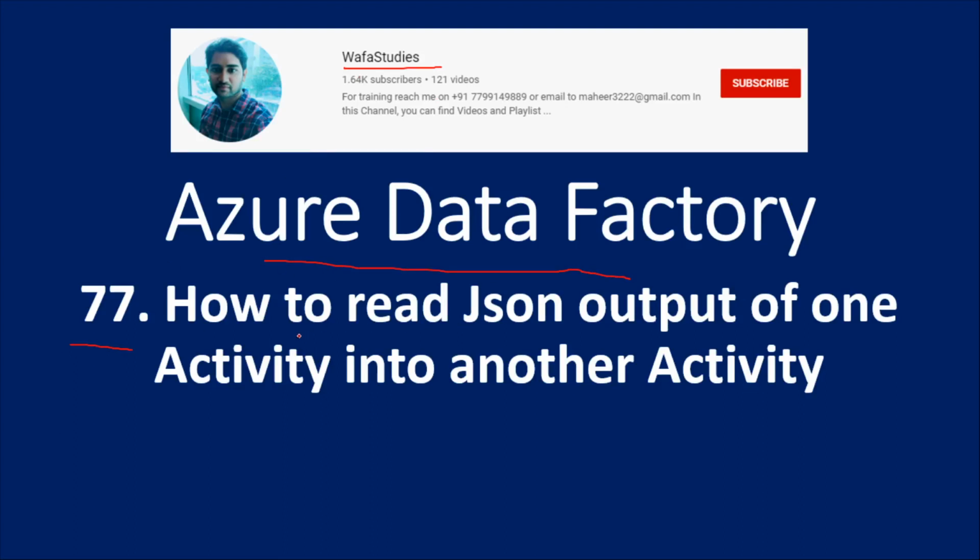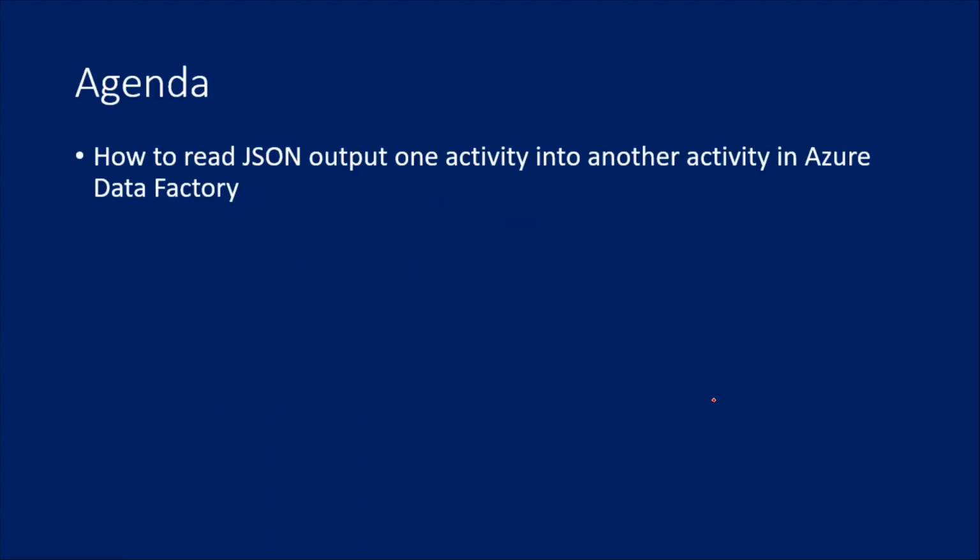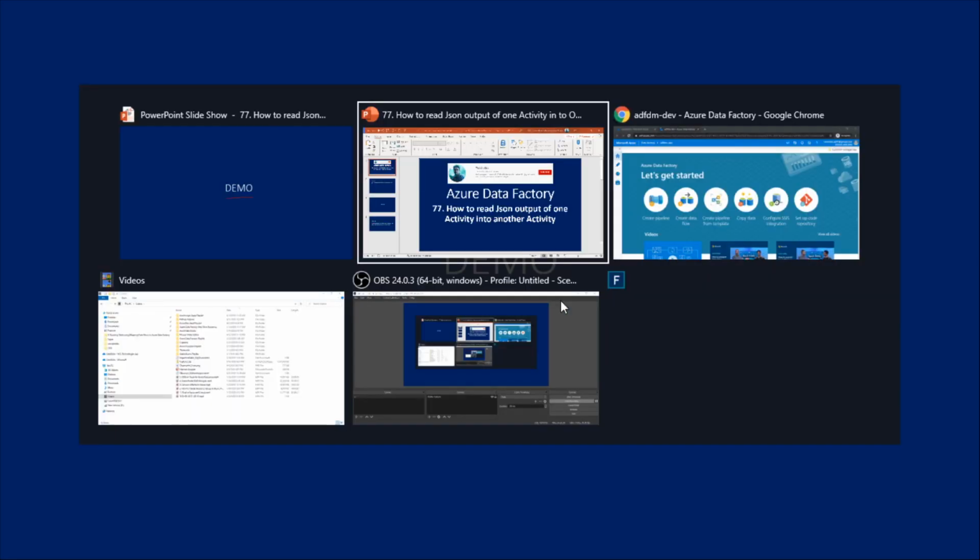In this video, we are going to discuss how to read the JSON output of any activity into another activity in Azure Data Factory. So the main agenda is to discuss reading JSON output from one activity to another activity in Data Factory. Let's quickly go to the demo, and I will practically implement that and show you.